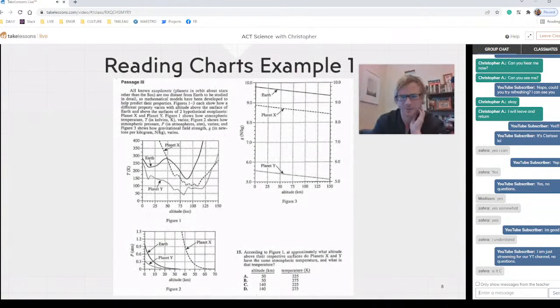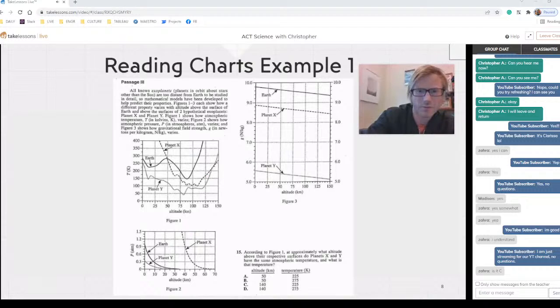Yeah. So according to their question, above their respective surfaces, what altitude above their surfaces do they have the same temperature? So let's look at an altitude of 50. At an altitude of 50, we're supposed to compare X and Y, right? When do they have the same temperature? When do planet X and planet Y have the same temperature? If you look at their graphs, they don't really have the same one at 50.